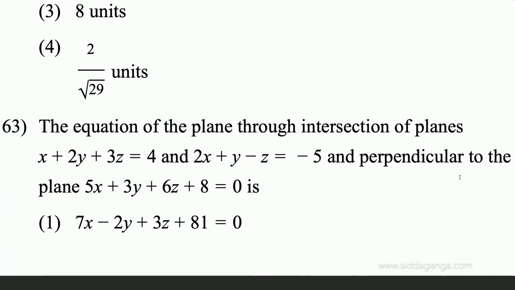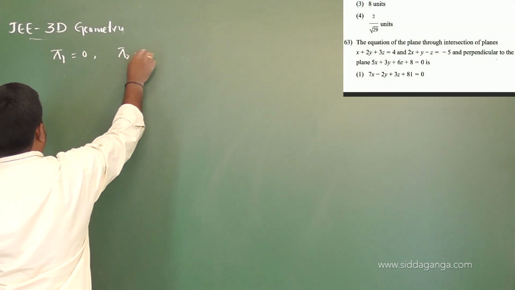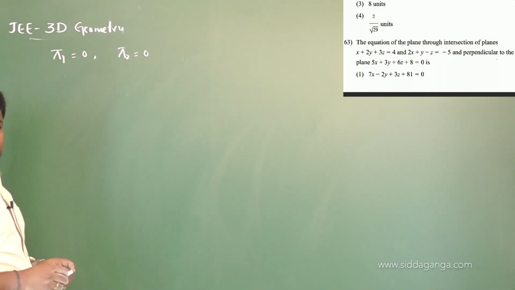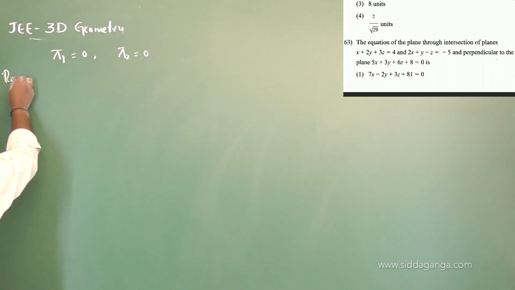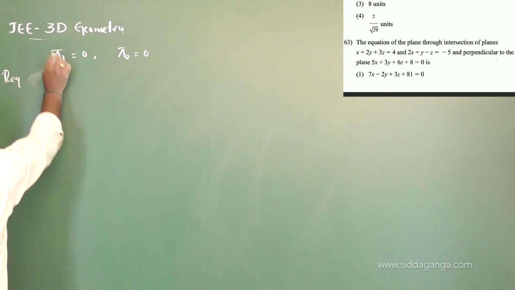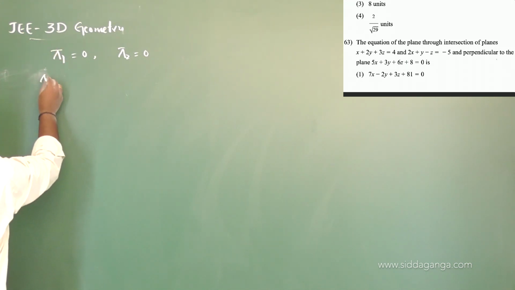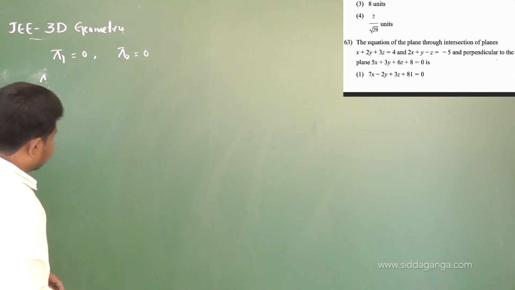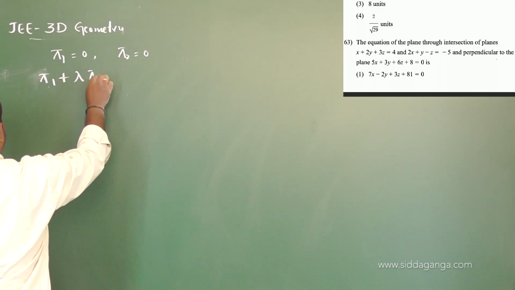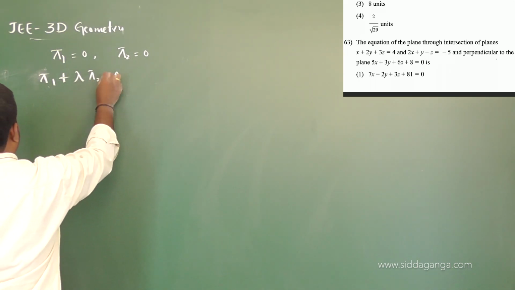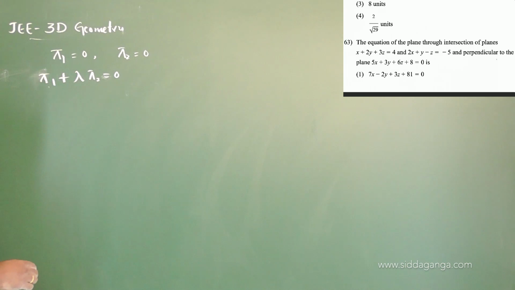Okay, let me take the first plane as pi 1 equal to 0, second plane as pi 2 equal to 0. So the required plane through the intersection of the given two planes is what? It is equal to pi 1 plus lambda pi 2 for some real value lambda. This is a plane through the line of intersection of the first two planes, right?